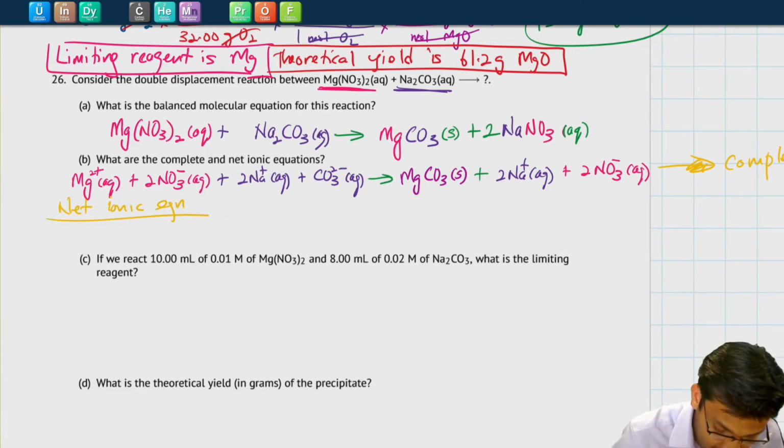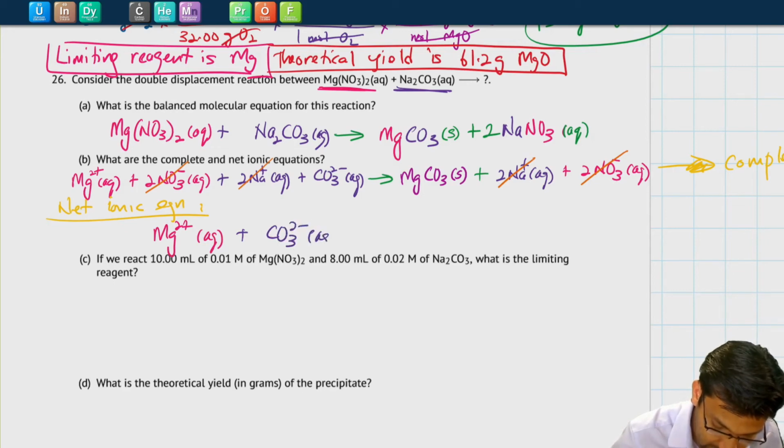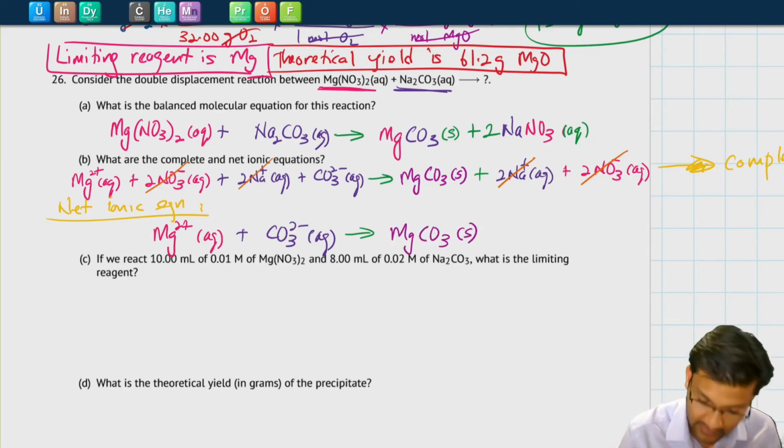We just need to cancel all of the things that are the same on both sides. So we have 2 sodiums on the left and the right. We have 2 nitrates on the left and the right. So for the net ionic equation, what we just have is magnesium 2+ aqueous plus carbonate 2- aqueous, going to give us our magnesium carbonate solid.